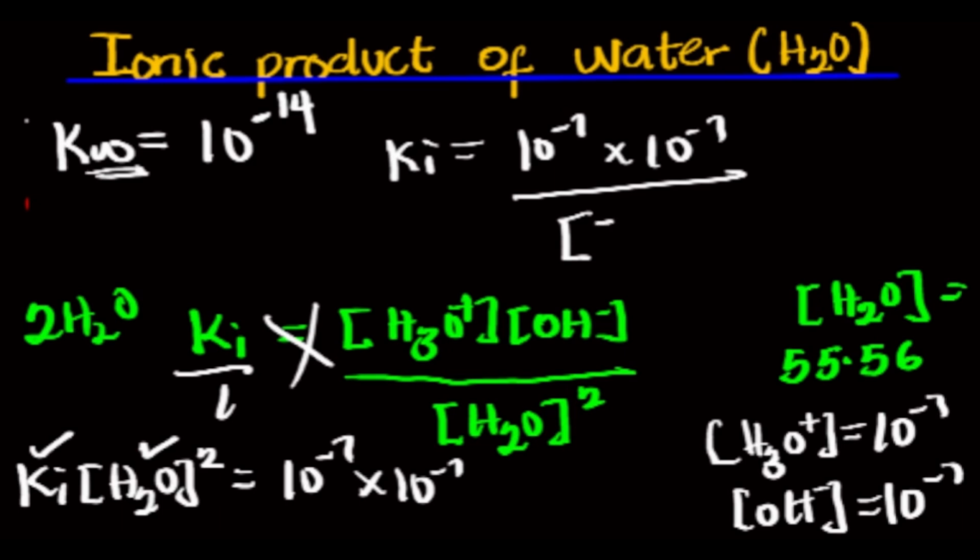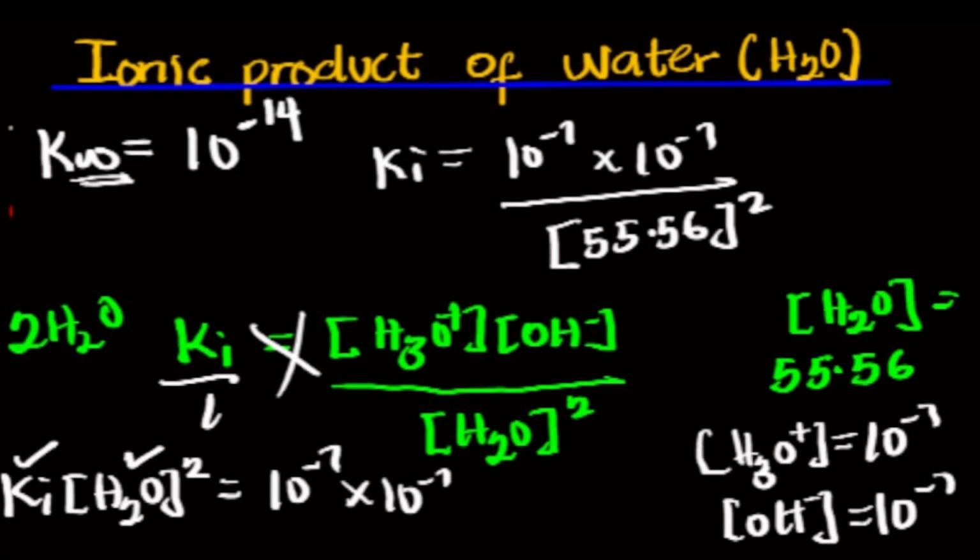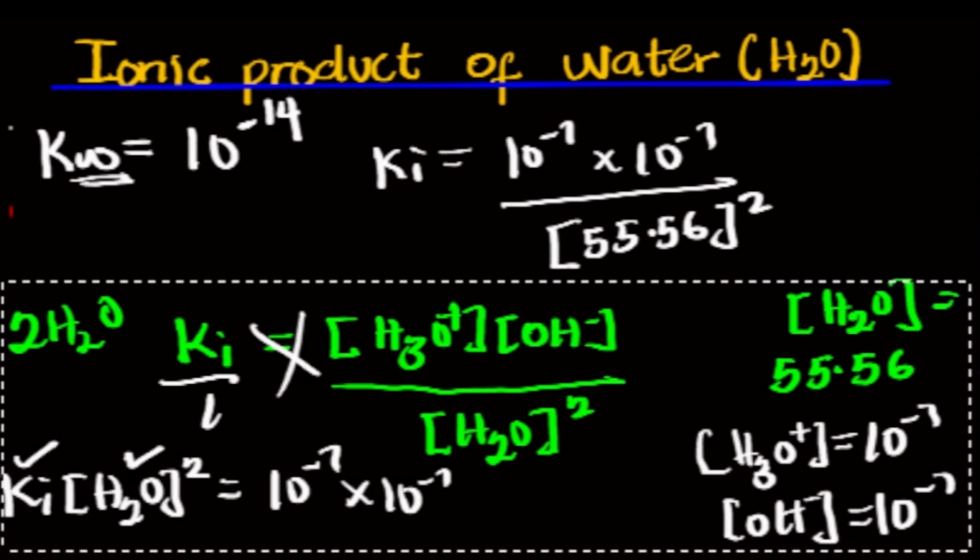This is going to be divided by the concentration of water, which is 55.56, all squared. That's what we are going to have. And if we make use of the calculator, let's see what we are going to have in this case.